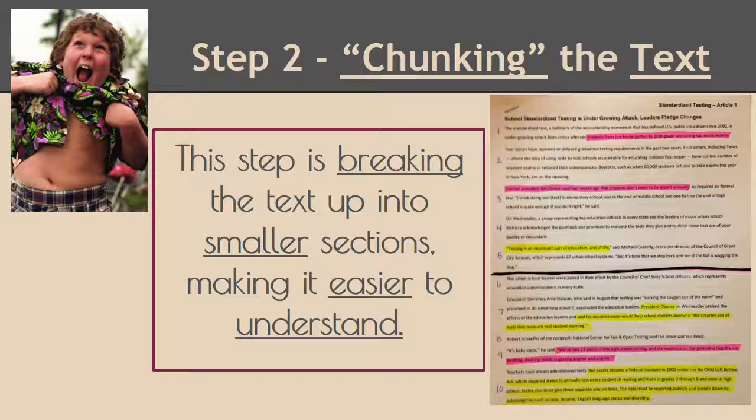Step 2. Chunk the text. Chunking essentially means breaking the text up into smaller sections which allow for it to be easier to understand. 2 or 3 paragraphs could come together to make one chunk. And in the example on screen, you can see that while there are 10 paragraphs in the whole text, it actually just breaks down into 2 separate chunks. The chunks allow us to carry out the analysis on a more specific level, and it makes the text easier to manage and easier to understand.